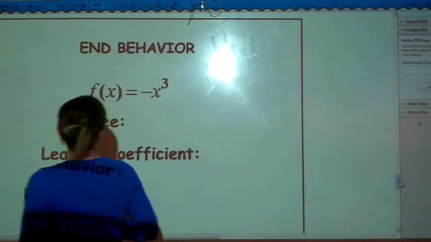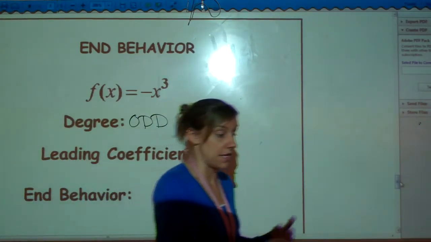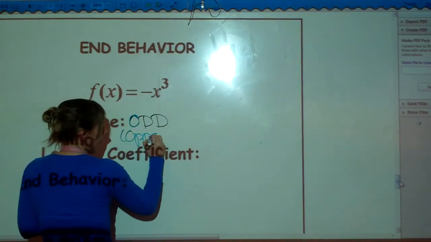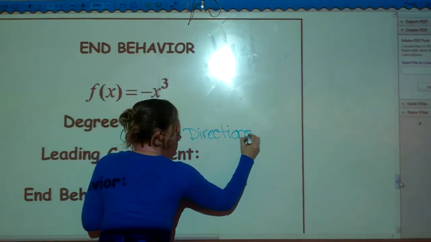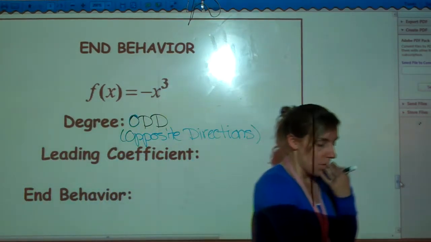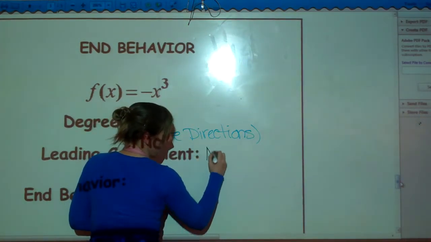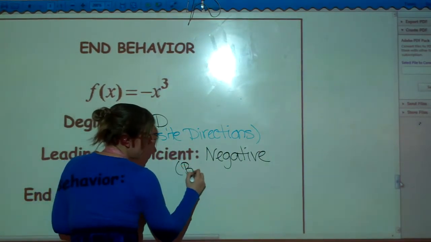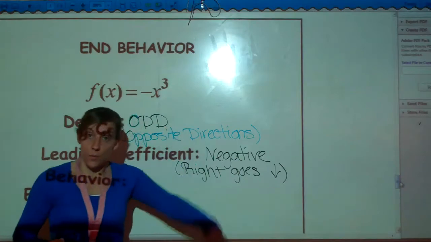Okay, so the degree is 3, so that's odd. Remember, odd is opposite, okay? Just think of those O's. Odd is opposite directions. And, pardon me, the leading coefficient is negative in this case. And negative, we know, means the right goes down. It's going to start pointing down instead.